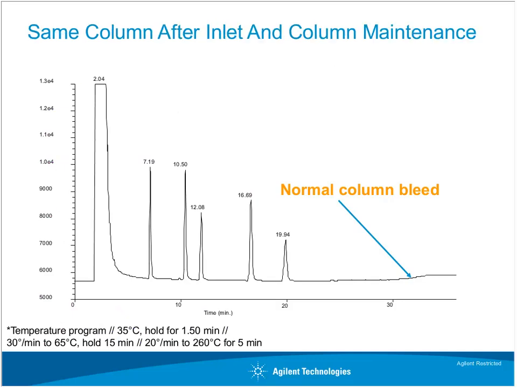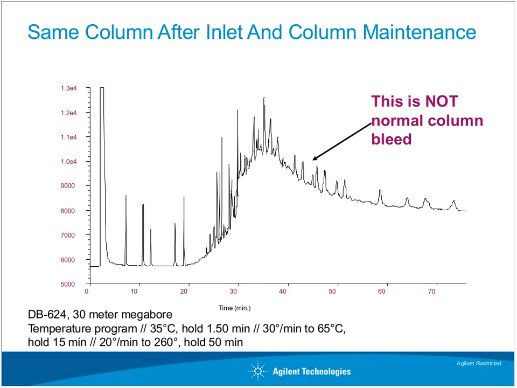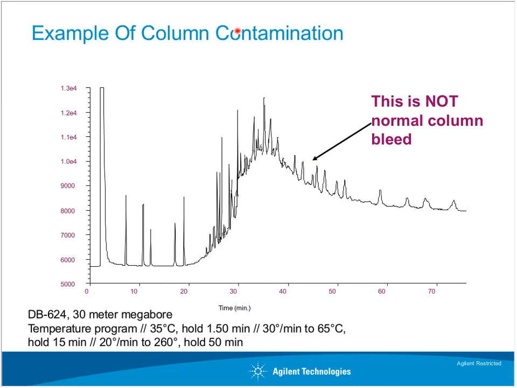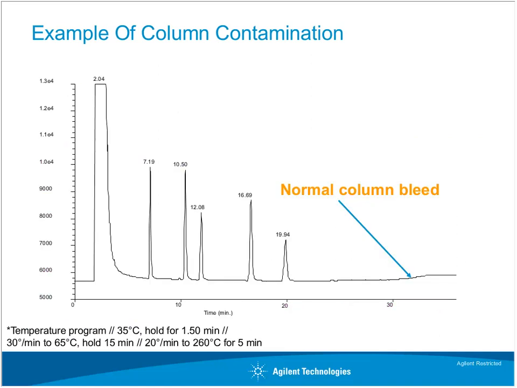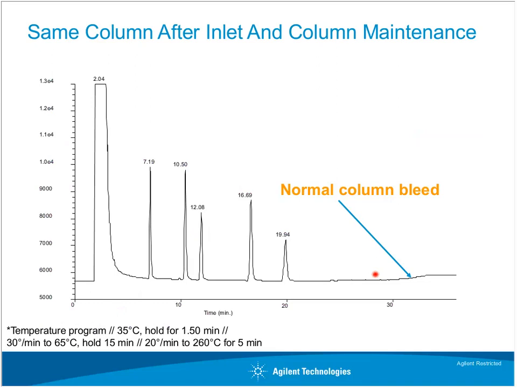So as we see here, same column after inlet and column maintenance. The run was a lot shorter than the 70 minutes on the previous one. But here you can even see at about the 36-minute mark, all this stuff right here is now gone. So we've trimmed the front end of the column. We've done the inlet maintenance, replaced the liner. We may have replaced the split vent trap and things like that, gotten rid of that contamination, and we're good to go.